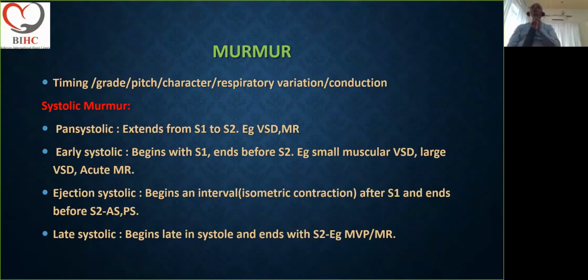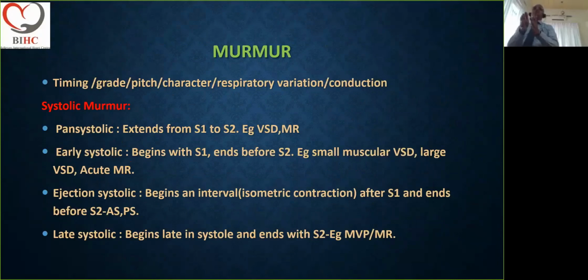Or in a small muscular VSD, the VSD is squeezed shut in the later part of systole. It's also heard in acute MR because in the later part of systole, the LA pressure is high and it prevents any flow from LV to LA.